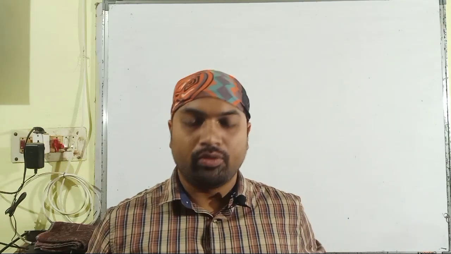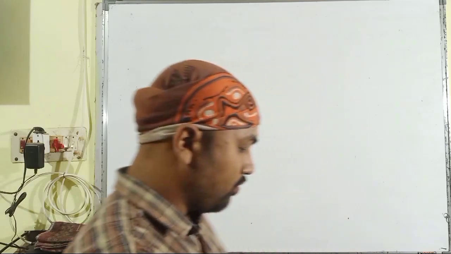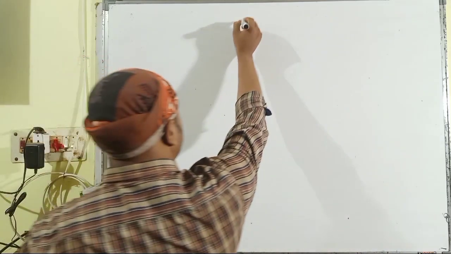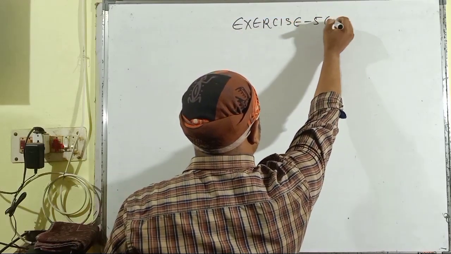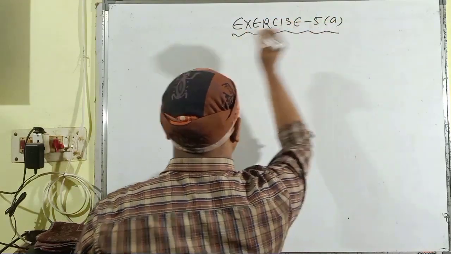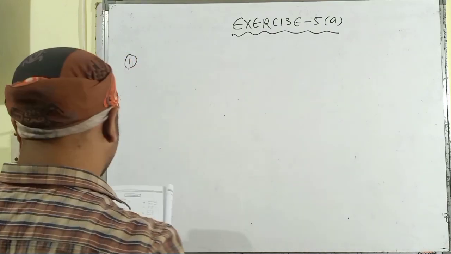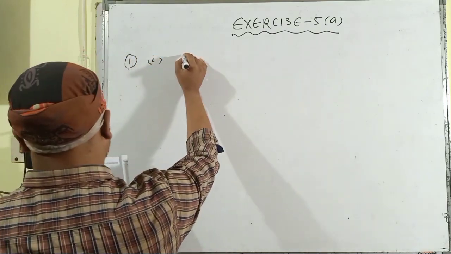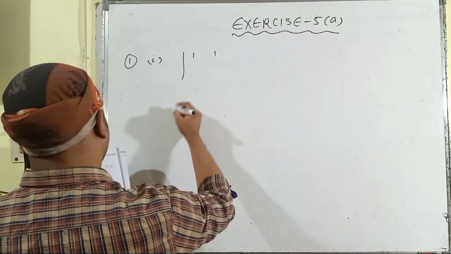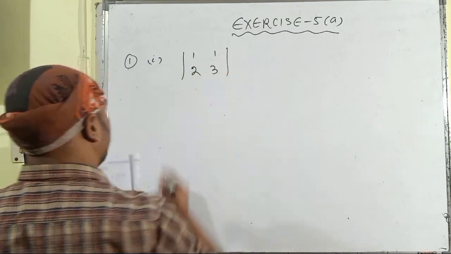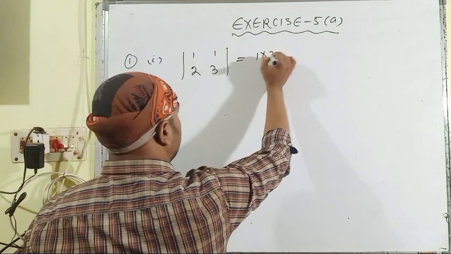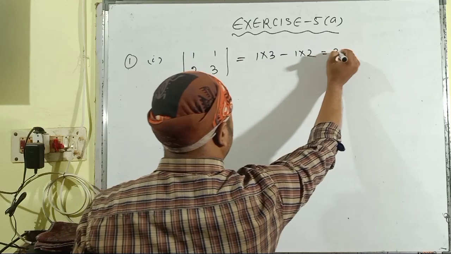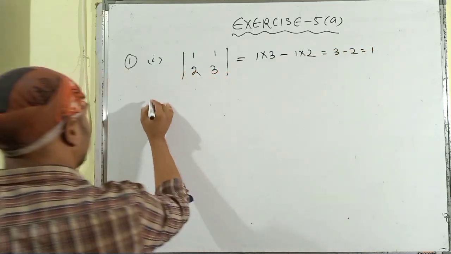In this particular session, we are going to discuss exercise 5A. So let us start from number 1. It is exercise 5A, and it is number 1. The first bit is here. We have to determine the determinant of 1, 1, 2, 3. And this is 3 minus 2, which is equal to 1.